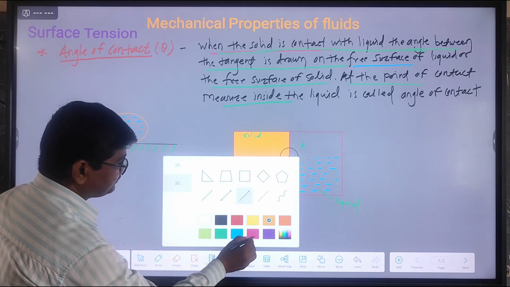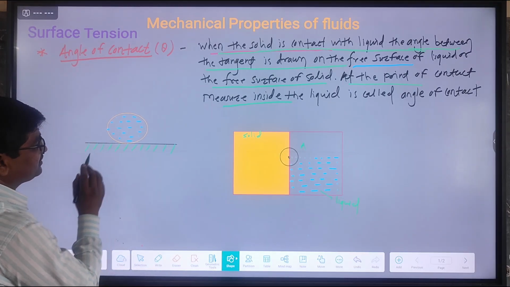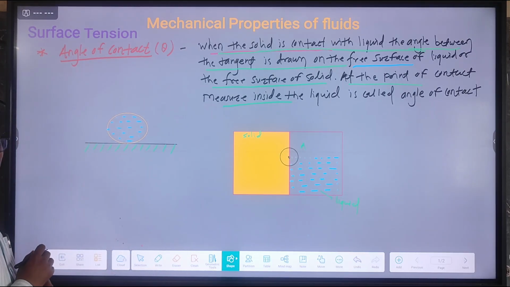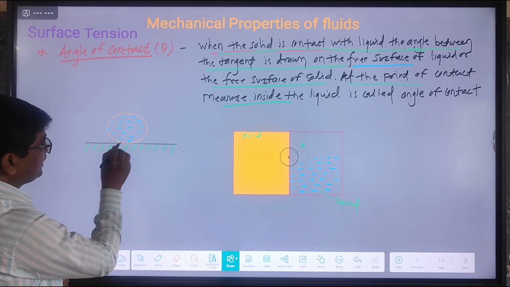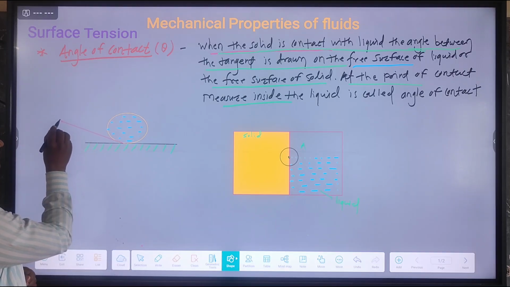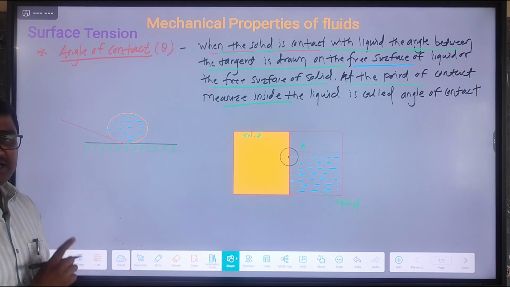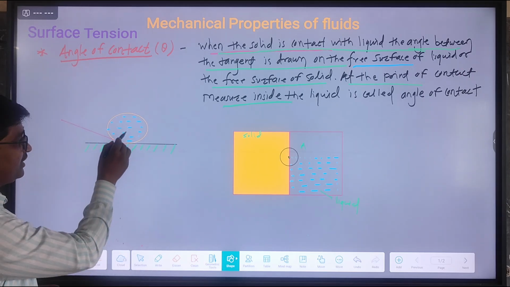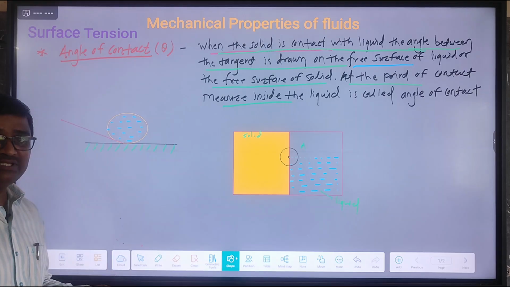Now let's see, this is the point of contact where the solid and liquid both are contacting together. From this point of contact we draw the tangent. Let's see, this is the tangent. As per the definition, when the solid is in contact with liquid, the angle between the tangent is drawn. Where do we draw the tangent?